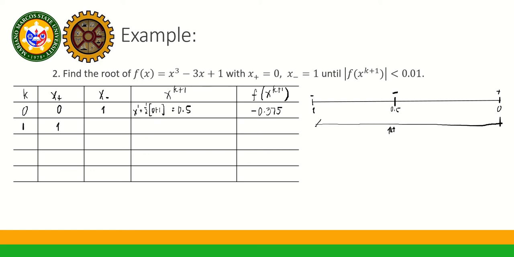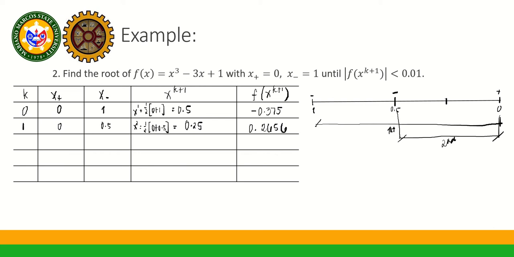Then, where do we get it here? Our x positive will be 0 again, and our x negative is 0.5. So, computing for x raised to 2, that is equal to 1 half times 0 plus 0.5. So, this is equal to 0.25. And plugging this into our function, you will get f of x raised to 2 equal to 0.2656. And this is positive. So, we place it here. This is our second interval.